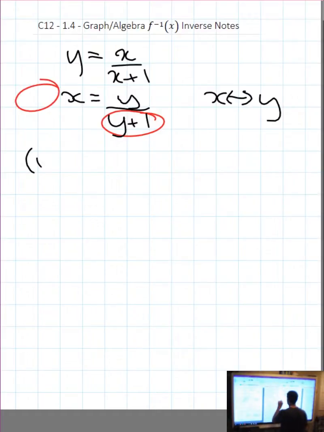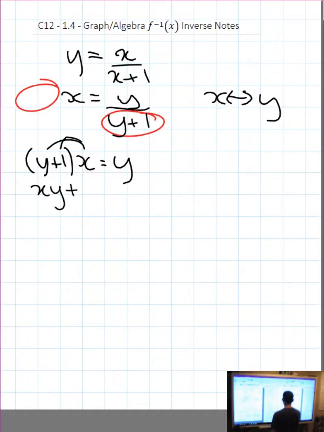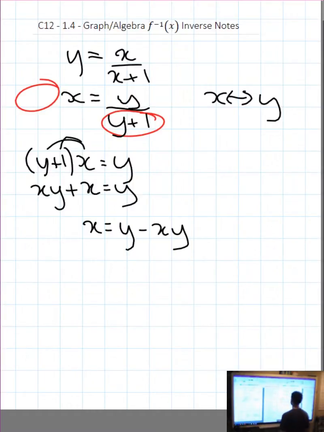So I have y plus 1 times x equals y. I want to distribute backwards, and I get xy plus x equals y. Now I want to get everything with y on one side and everything with x on the other. So what I mean by that, first of all, I'm going to subtract xy from both sides, and I'm going to get y minus xy, and I'm going to leave this x where it is. Simply taking this xy, subtracting it from both sides, and it's showing up over there.